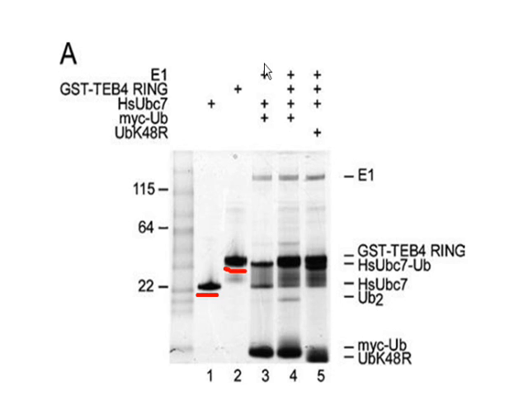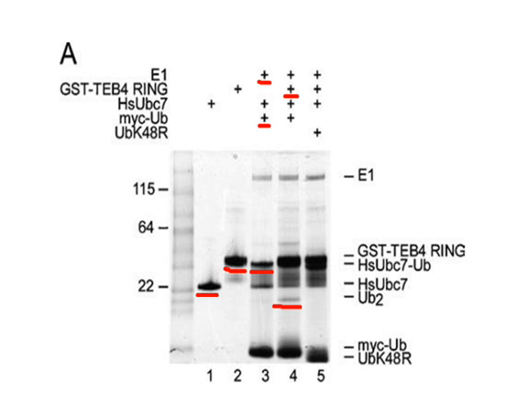Lane 3 shows that when E1 and MYC ubiquitin are added, E1 is able to activate the ubiquitin and transfer it onto HSUBC7, resulting in a partial fragment of HSUBC7 migrating at a higher molecular weight due to the addition of the ubiquitin. In lane 4, we have the exact same reaction, except with the addition of the TEB4 ring domain. What this should allow, if it is necessary and sufficient for ligation, is the formation of a ubiquitin dimer, which the authors claim shows up here at approximately 20 kilodaltons.